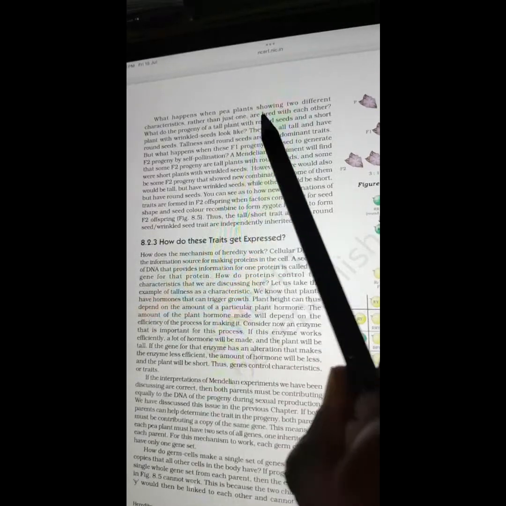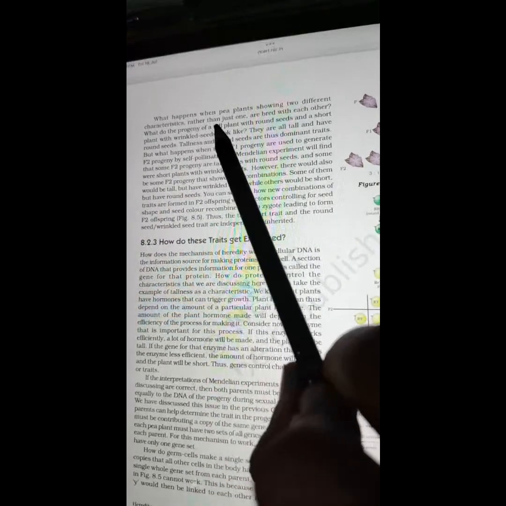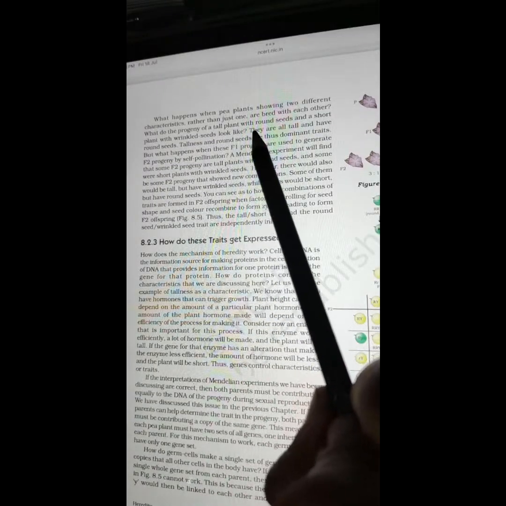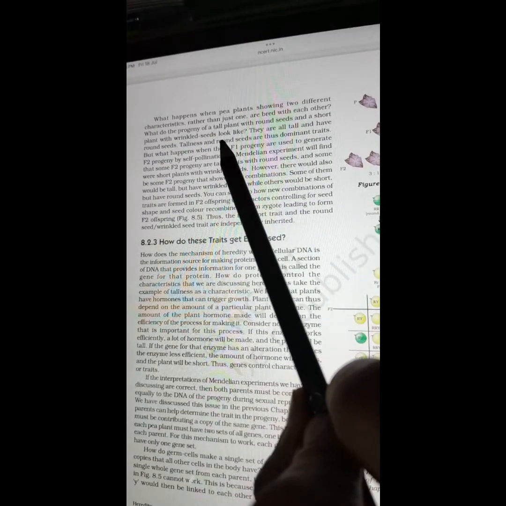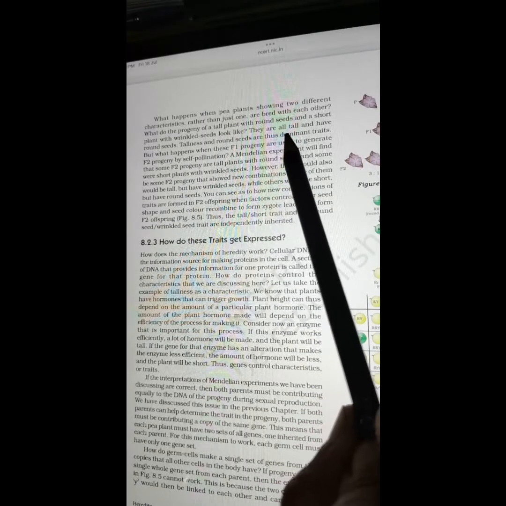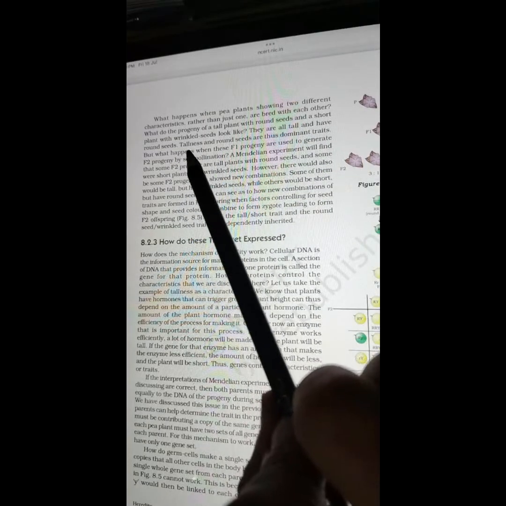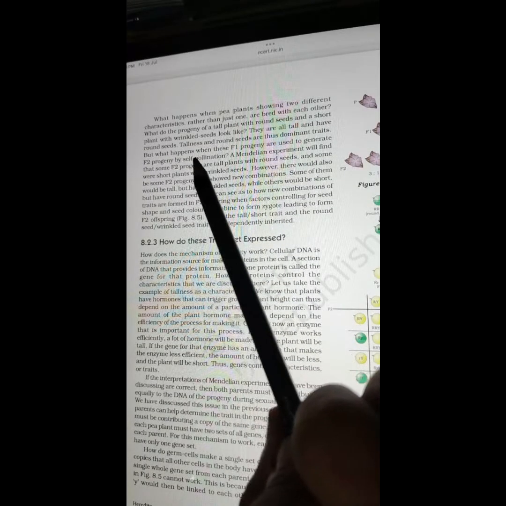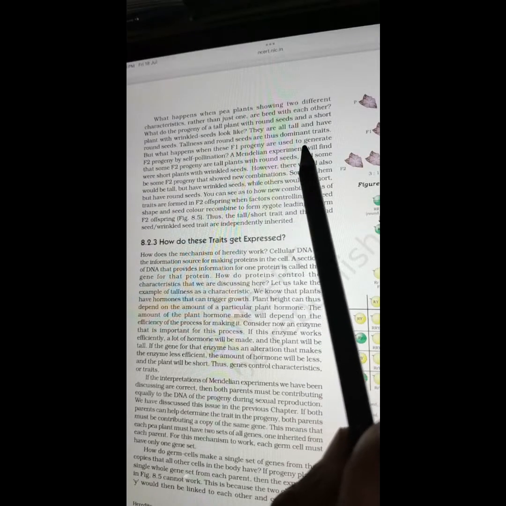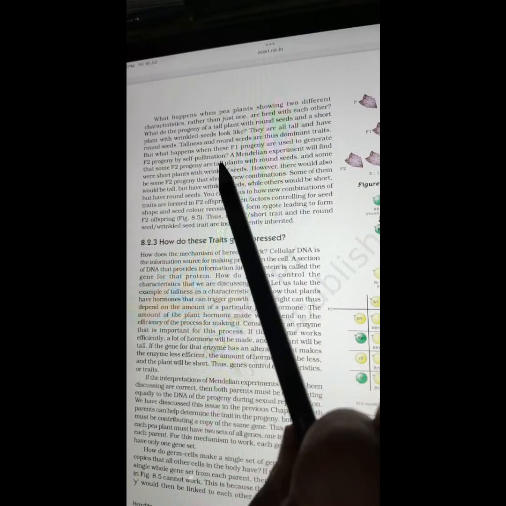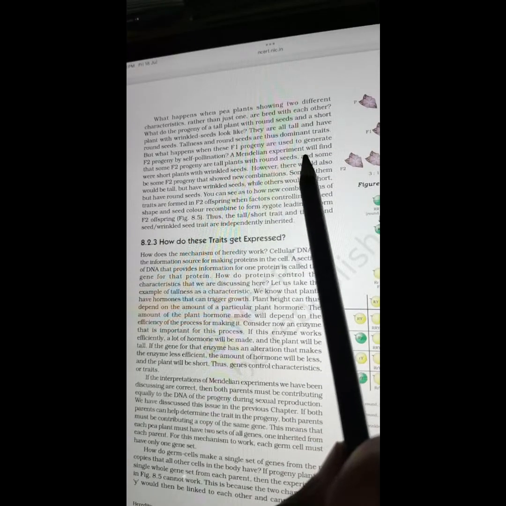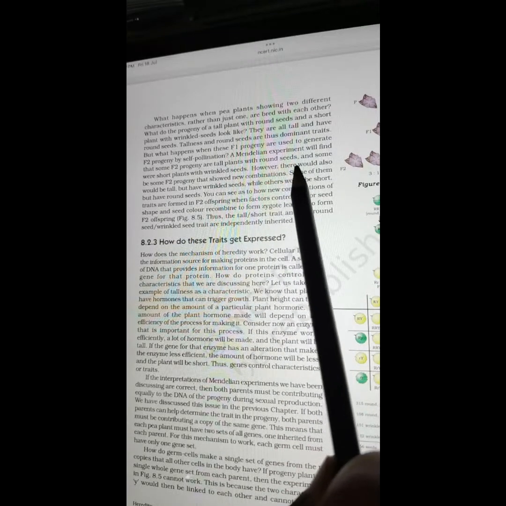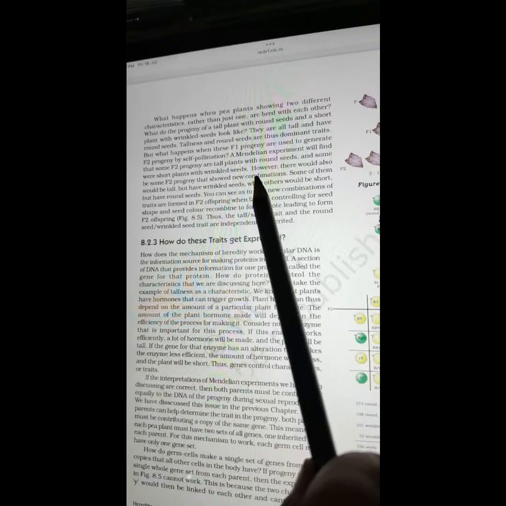What happens when pea plants showing two different characteristics rather than just one are bred with each other? What do the progeny of a tall plant with round seeds and a short plant with wrinkled seeds look like? They are all tall and have round seeds. Tallness and round seeds are thus dominant traits. But what happens when these F1 progeny are used to generate F2 progeny by self-pollination? A Mendelian experiment will find that some F2 progeny are tall plants with round seeds and some are short plants with wrinkled seeds.